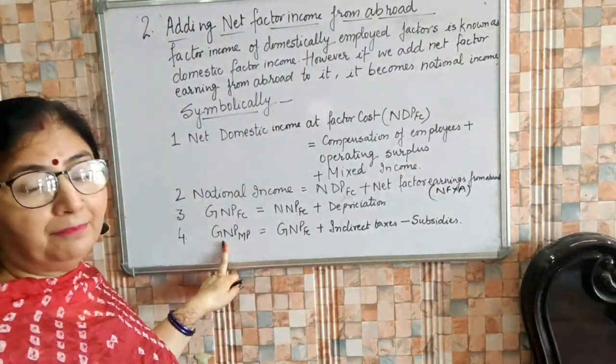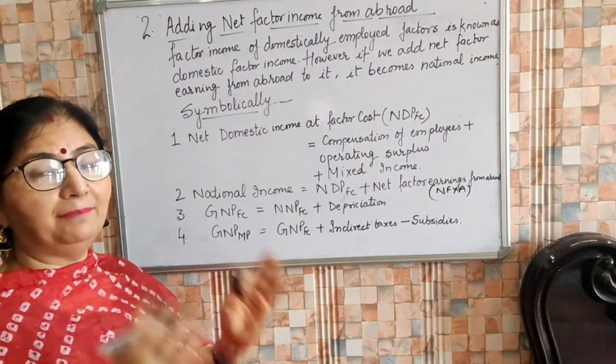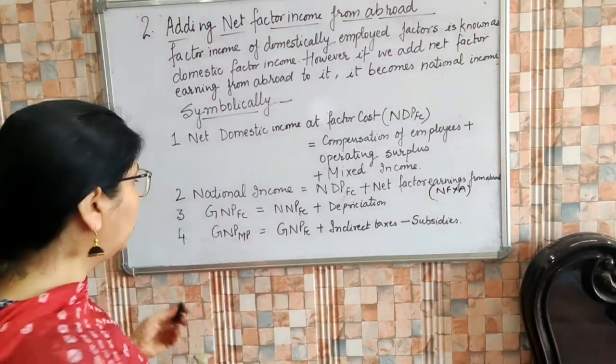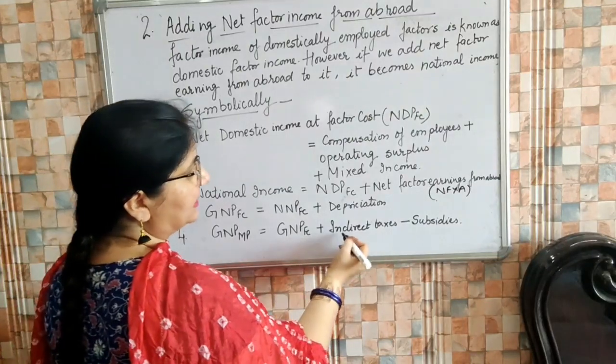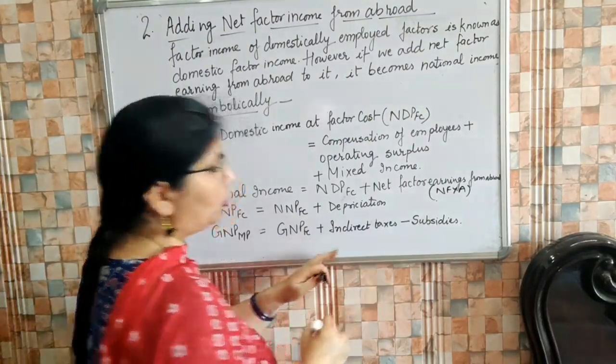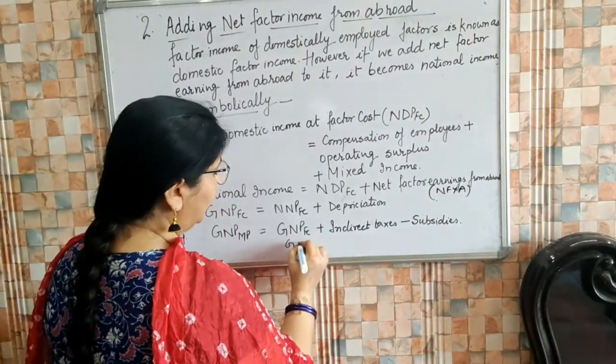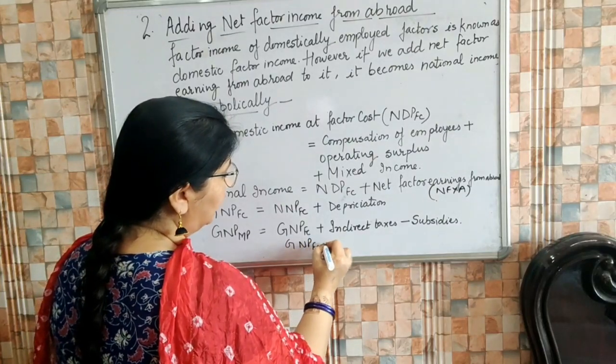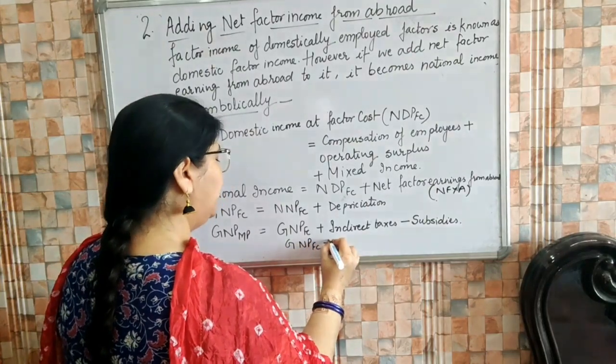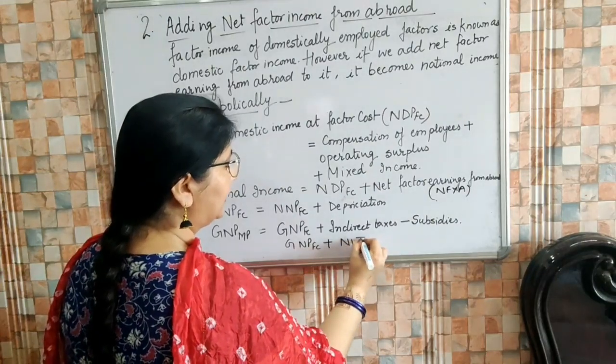Now GNP at MP, as we all know, the difference between MP and FC is NIT. So GNP at FC plus indirect taxes minus subsidies, or we can also write GNP at FC plus NIT.